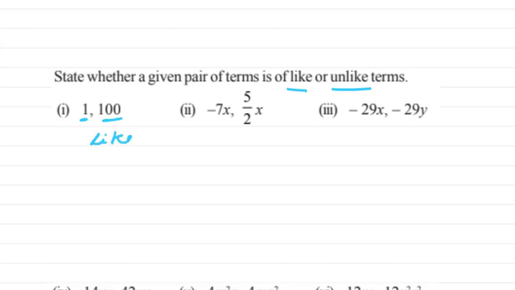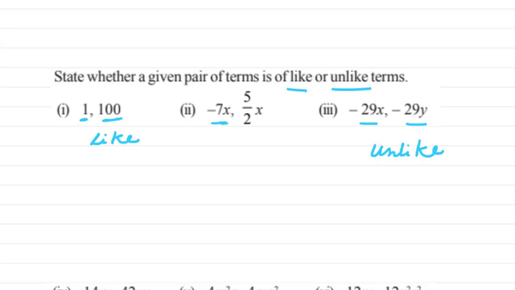Now unlike terms means the variable is different. See this one, here it is 29x and this is 29y. So these two are unlike terms. Why are these unlike? Because the variables are different in each. The coefficient 29 is equal, that is okay, but the variables are different, x and y, so these two are unlike.